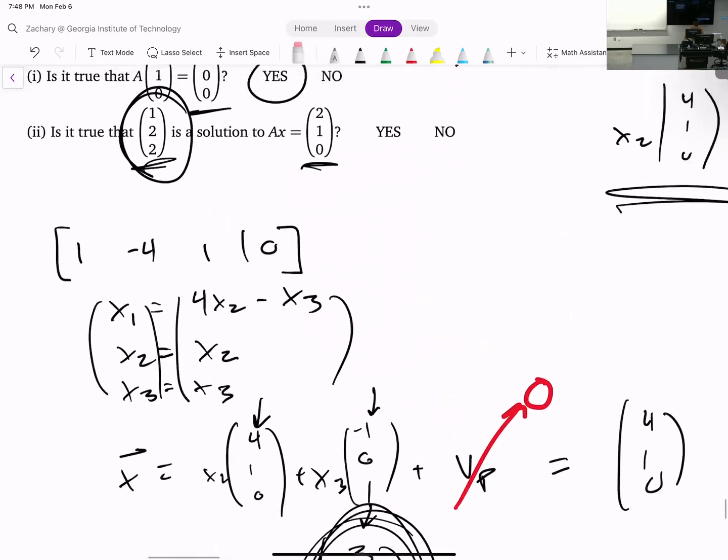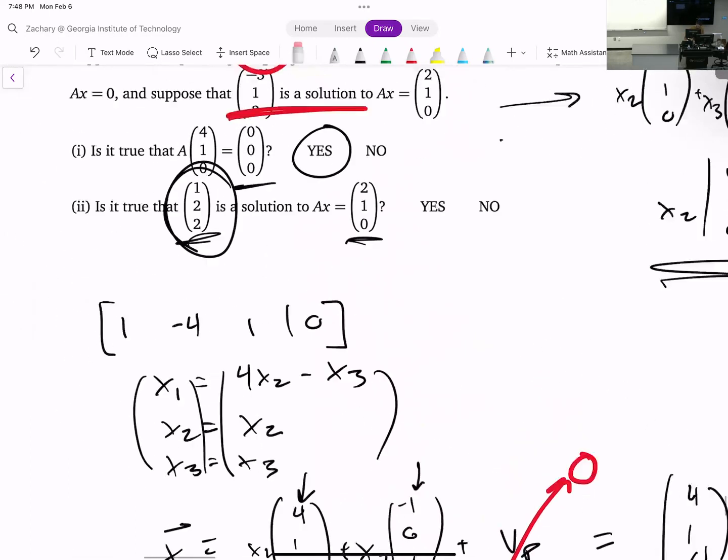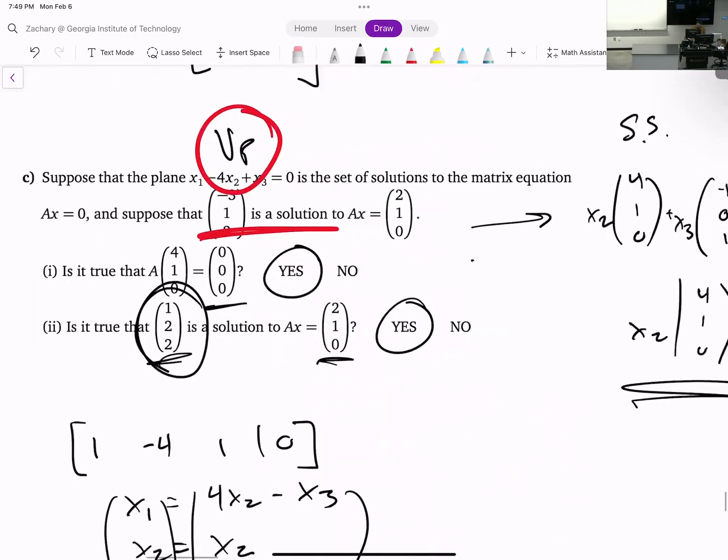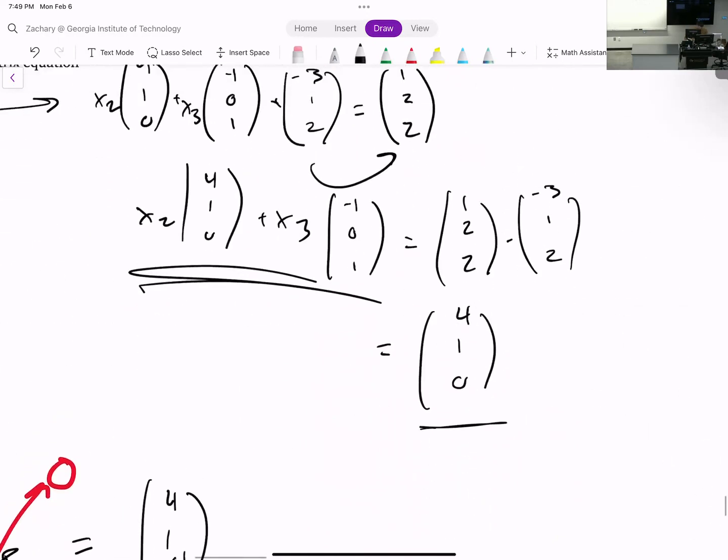Oh, did it? Part 2C? Oh, I did. That was true. Yeah, because we get to this point here, and we have this is equal to this, and then you can obviously pick x2 to be 1 and x3 to be 0 to get you there, right? Make sense? Other questions?